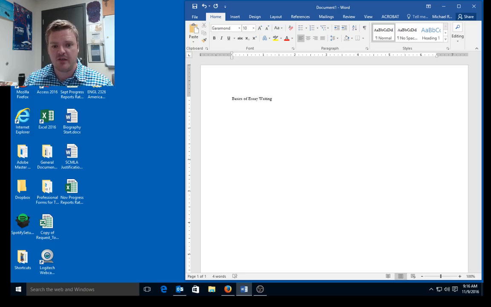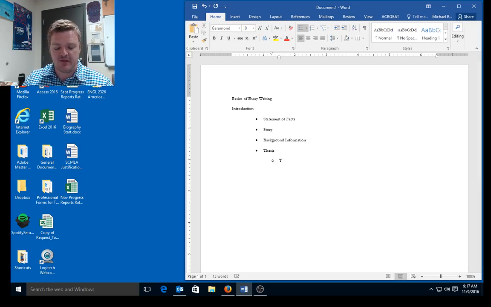So the basic formula for an essay is an introduction, and the introduction starts with either a statement. We're going to do bullet points here, keep it simple. Statement of facts, a story, or background information. And then this leads into the thesis. Any one of those three will lead into the thesis.